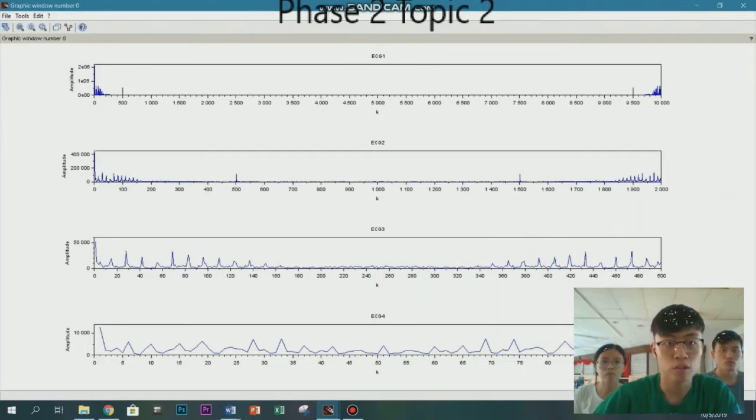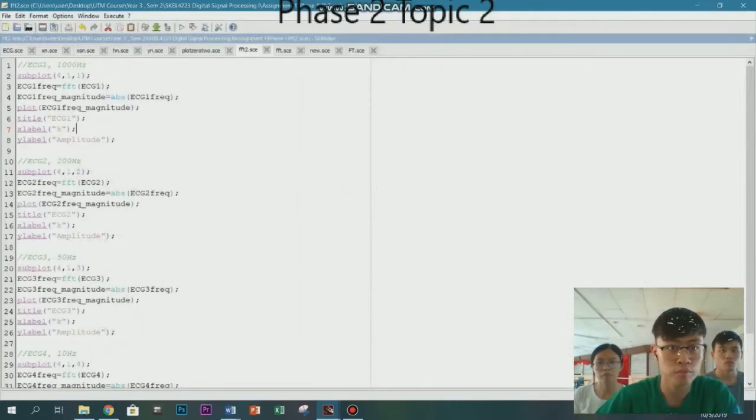The value on the horizontal axis is actually k, because the DFT is a sampled version of the Fourier transform. So it is sampled at 10,000 samples, and this one is 2,000 samples, 500 and 1000 samples. So this is the discrete Fourier transform for the ECG signals.